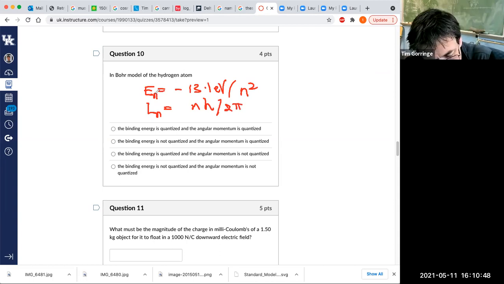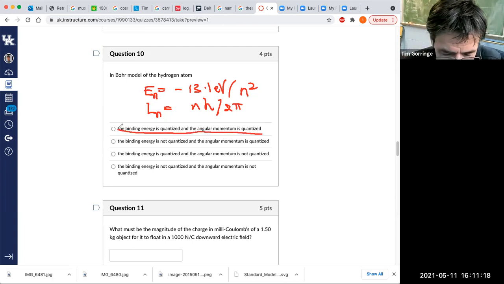And the energy and the angular momentum are labeled with an n, and that n, that integer, is called a quantum number, and it labels the energy and the angular momentum of the allowed orbits. And so in the Bohr model of the atom with wave-particle duality, you can only have orbits that have certain energies, certain orbital angular momentum. And so the correct answer is that both the binding energy and the angular momentum are quantized.